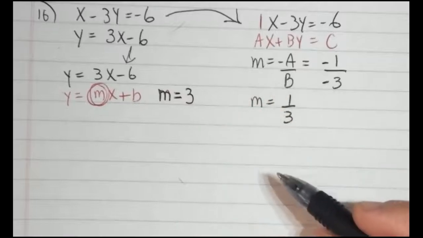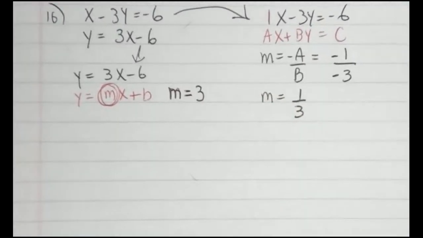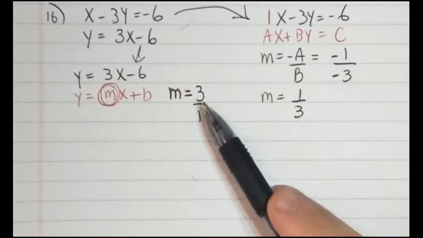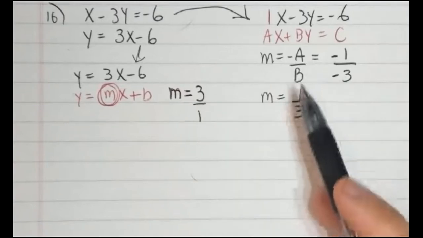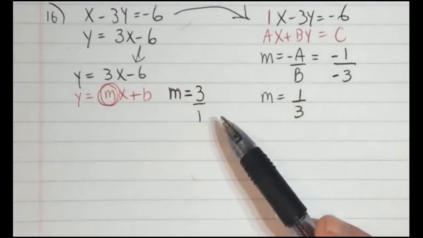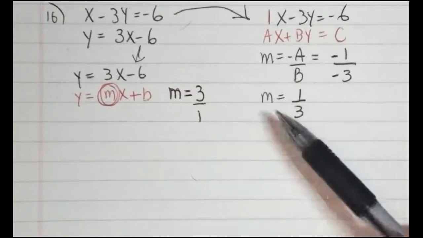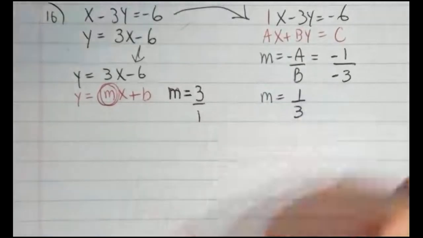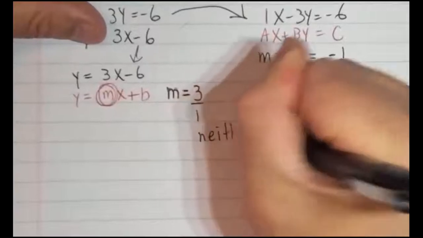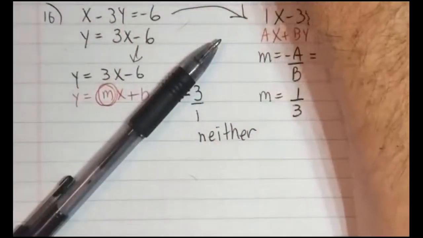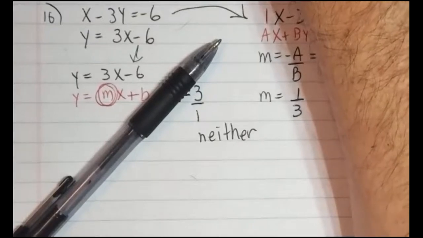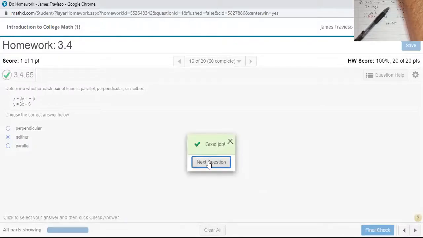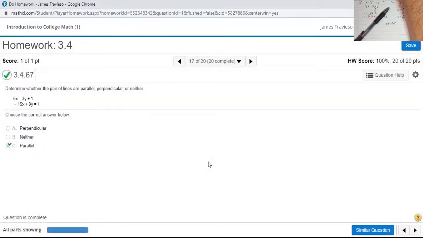The next question, are they perpendicular? Are they opposite reciprocals? One thing I want you to notice is, yes, they are reciprocals of each other. If I take 3/1 and I flip it, I get 1/3. But the problem is they're not opposite, right? You see how they're both positive values? So once again, they're not parallel and they're not perpendicular. The answer then is neither. They are not perpendicular, nor are they parallel.